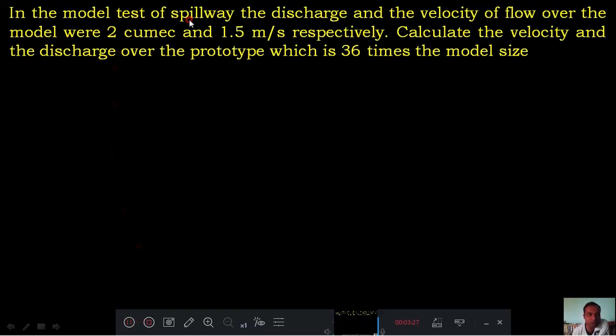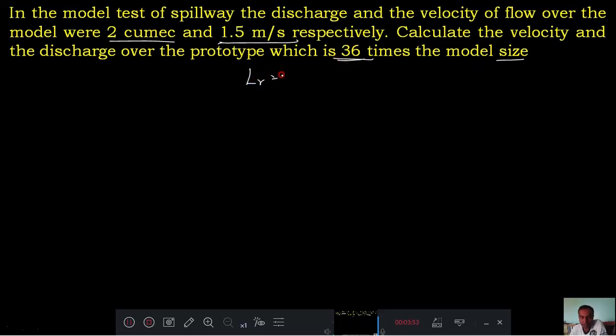In the model test of a spillway, the discharge and velocity of flow over the model were 2 meter cube per second and 1.5 meter per second over the model. Calculate the velocity and discharge over the prototype, which is 36 times the model size. See, this is the size it is given. 36 times the model size means what?